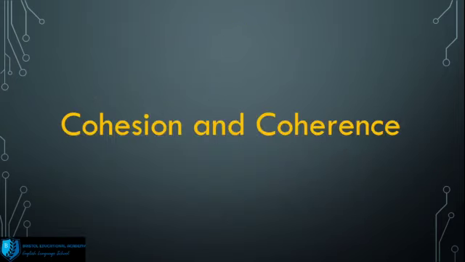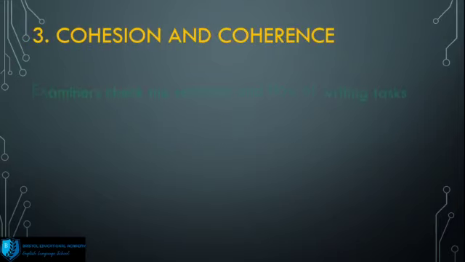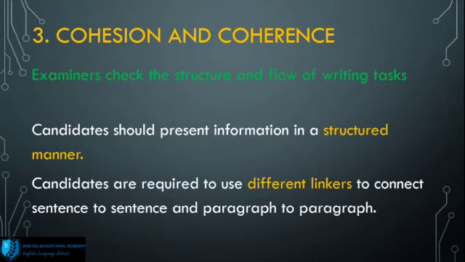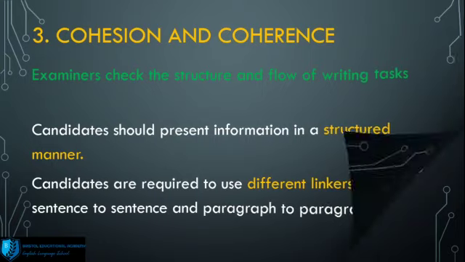The third important aspect of any writing task is cohesion and coherence. In this, the examiners check the structure and flow of writing tasks. Candidates should present the information in a structured manner. They are required to use different linkers to connect sentence to sentence and paragraph to paragraph. This means similar type of information should be clubbed in one paragraph and a different type of information should be clubbed in a different paragraph. And similarly within a paragraph, each sentence should connect to each other in some way or other.